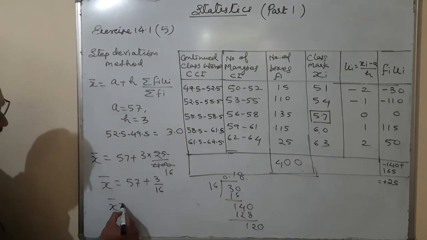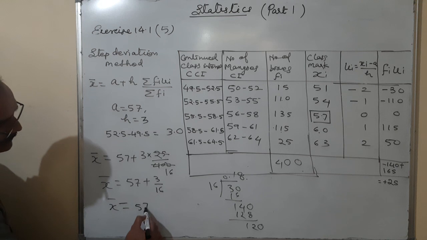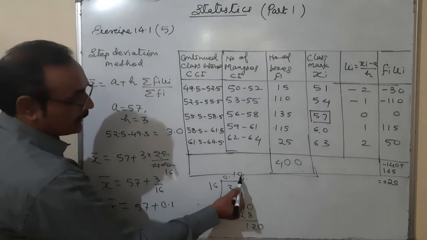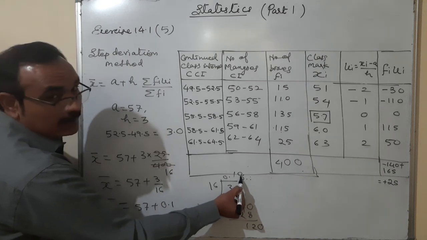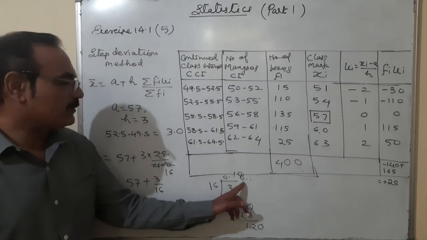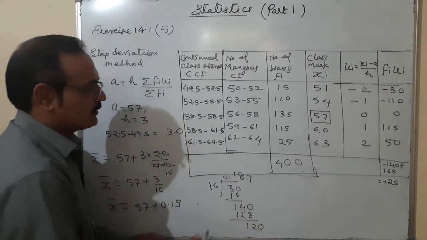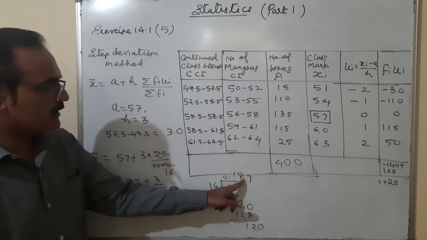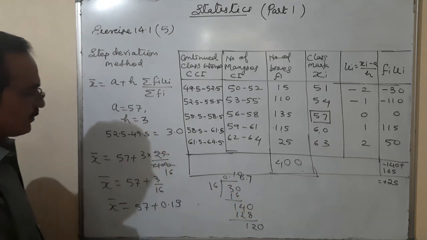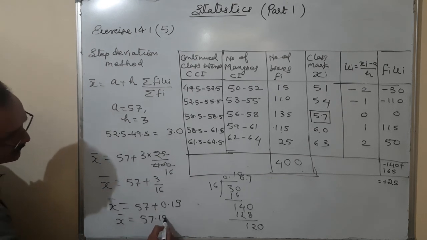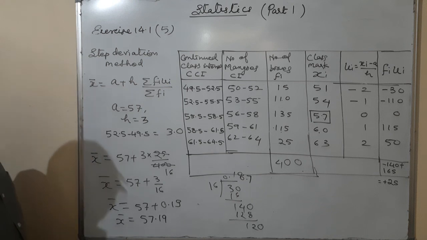So I write here x bar is equal to 57 plus 0.187. May I round off like this? After the decimal, the second place is 8 and the third place is 7. When rounding off up to the second place, the third digit is more than 5, so this 8 will become 9, giving 0.19. So x bar is equal to 57.19. Okay, this is the answer.